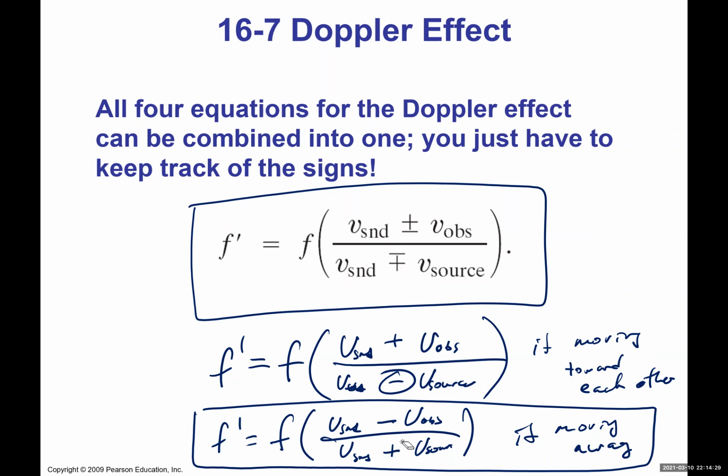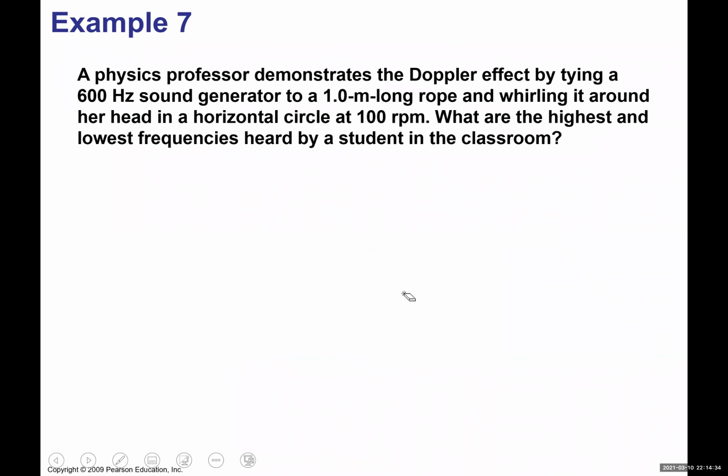Okay. All right, so let's look at an example. A physics professor demonstrates the Doppler effect by tying a 600 hertz sound generator to a 1 meter long rope and whirling it around her head in a horizontal circle at 100 RPM. What are the highest and lowest frequencies heard by a student in a classroom?